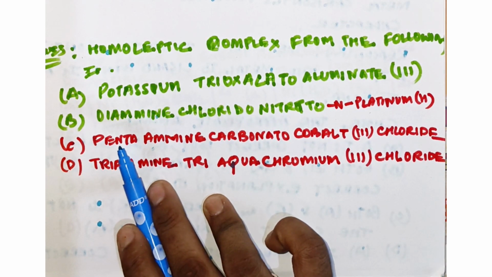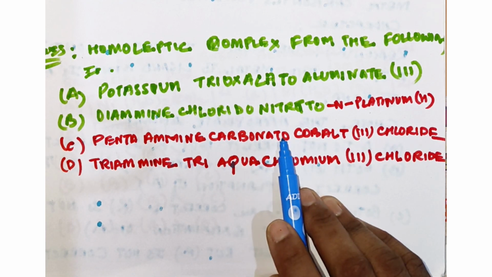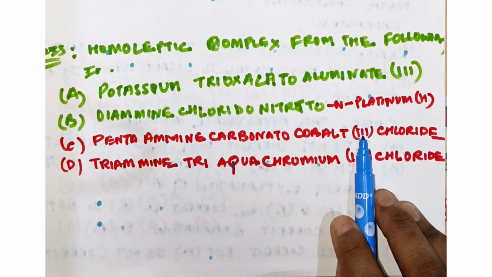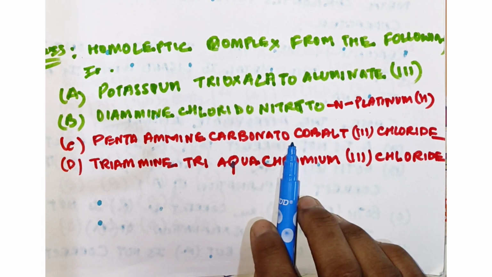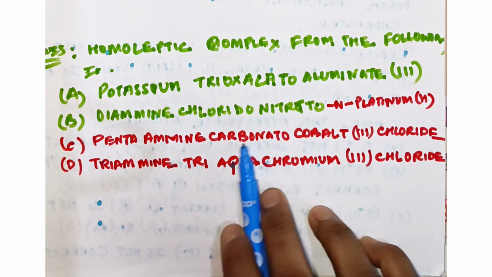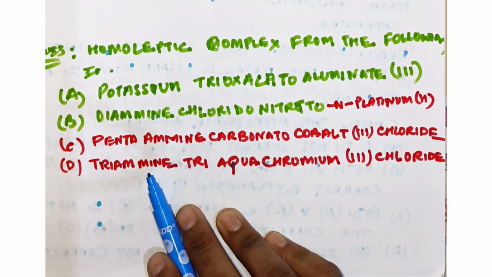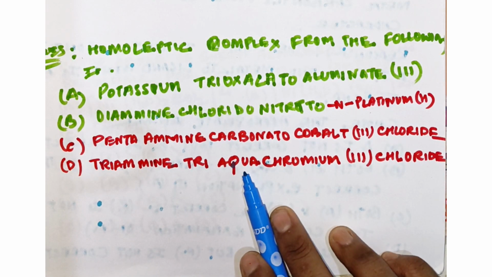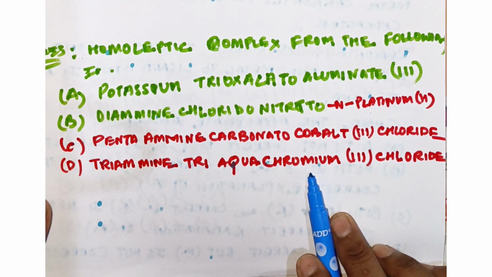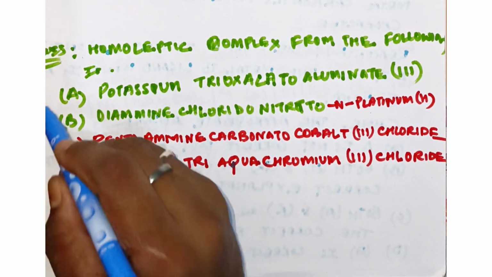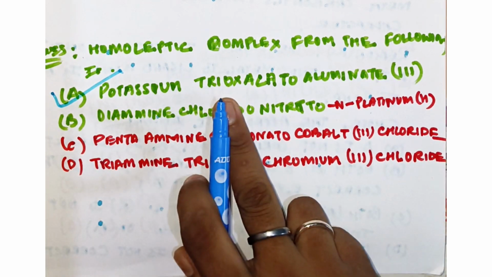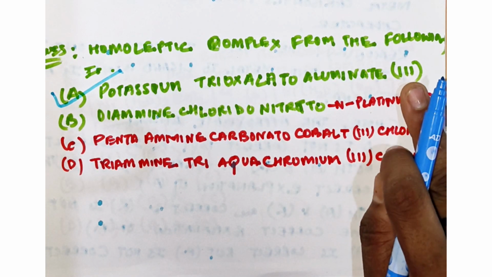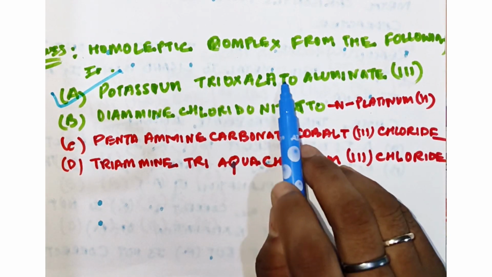The next one is pentaamminecarbonatocobalt(III) chloride. Ammine is there, carbonato is also there, so this is not going to be homoleptic. Then another one is triamminetriaquachromium(III) chloride. See here, aqua, that means the water molecule, is there, and ammine is there. So this is also not a homoleptic species. Only the first one, potassium trioxalatoaluminate, is a homoleptic species.